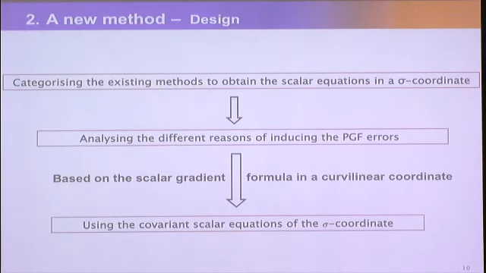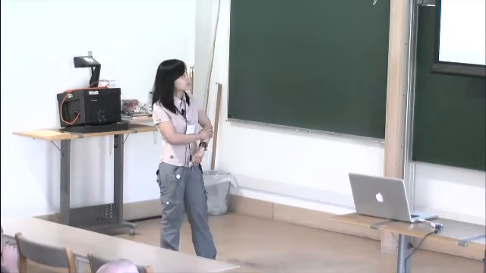There are 3 steps in the design: categorizing the existing methods of obtaining the scalar equations in the sigma coordinate, and then we reanalyze the reasons for inducing the PGF errors in both methods. And based on the scalar gradient expression in the curvilinear coordinate, we find that using the covariant scalar equations of the sigma coordinate, we can get the one term of computational form of PGF. Firstly, we see the categorizing.